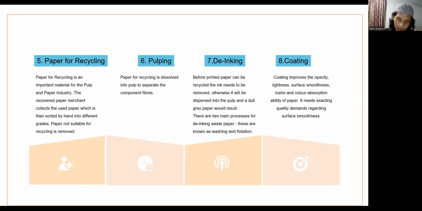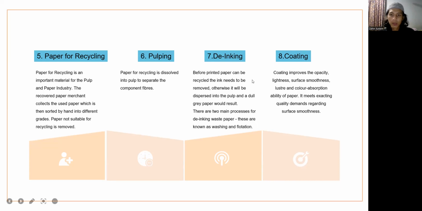The next part is flotation. In flotation, again, the waste is made into a slurry and contaminants are removed. Special surfactant chemicals are added which make a sticky froth on top of the pulp. After the process of de-inking, we go to coating, which will improve the opacity, lightness, surface smoothness, luster, and color absorption ability of paper. It makes exacting quality demands regarding surface smoothness.